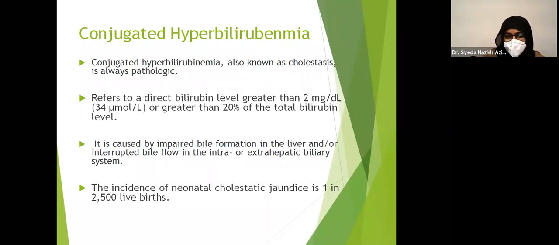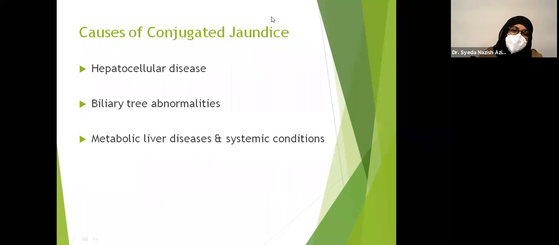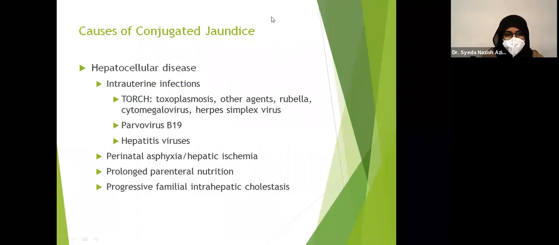It is not a very common entity, but not that uncommon as well. We can see it in 1 in every 2,500 live births in term neonates. We will review the causes of direct jaundice one by one in three categories. Hepatocellular diseases can give rise to direct jaundice, as can abnormalities in the biliary tree, some metabolic liver diseases, as well as some systemic conditions.